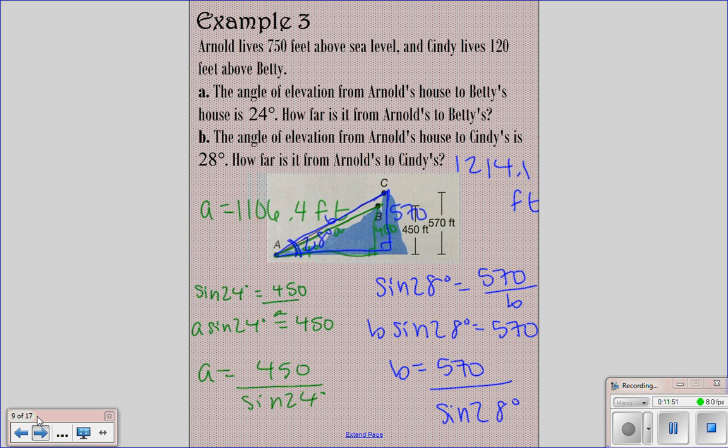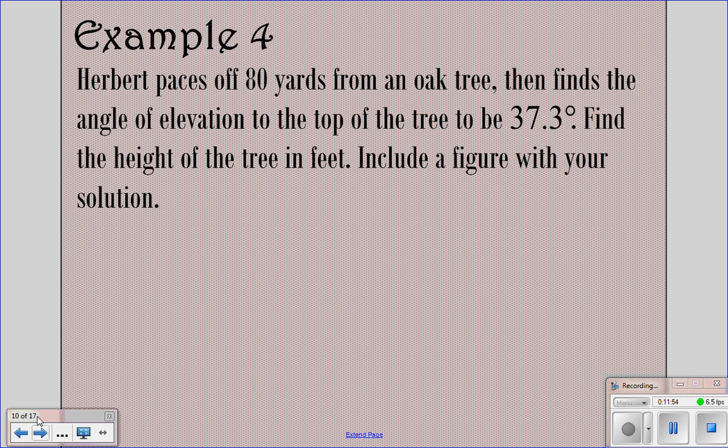Looking at the next example, a bear paces 80 yards from an oak tree, then finds the angle of elevation to the top of the tree to be 37.3 feet. Find the height of the tree in feet. And it asks us to include a figure with our solution. So we want to draw a picture. We've got a person and we've got a tree. So I'm going to draw my ground. There's my person.